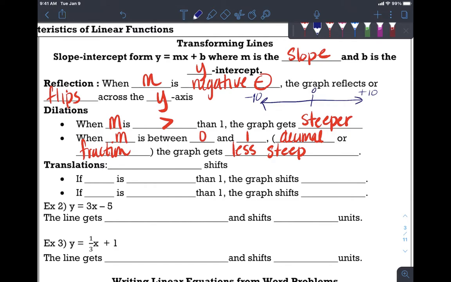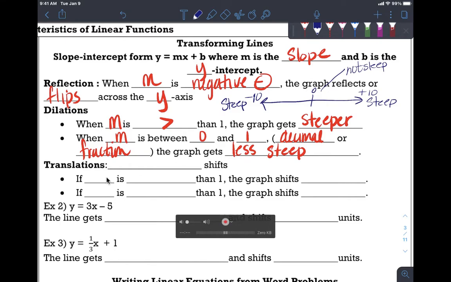So over here I have a positive 10 slope. This is really steep. Way out here is really steep. In the middle, not steep at all. So the closer it is to one of these, you would say it's more steep, less steep, okay? All right, let's look at these translations.